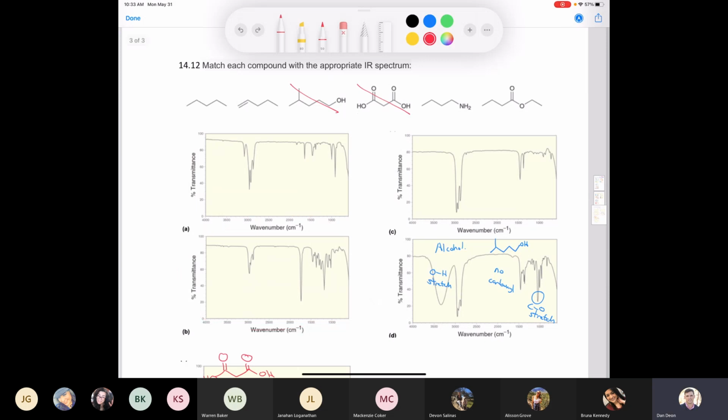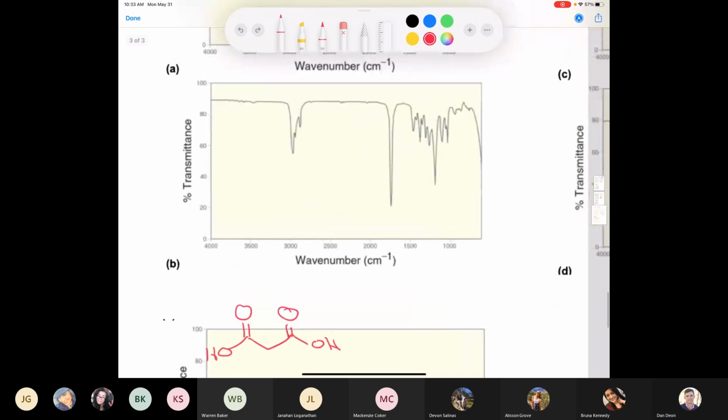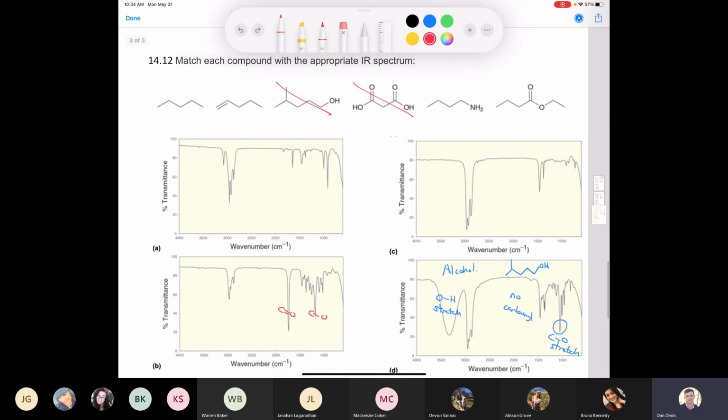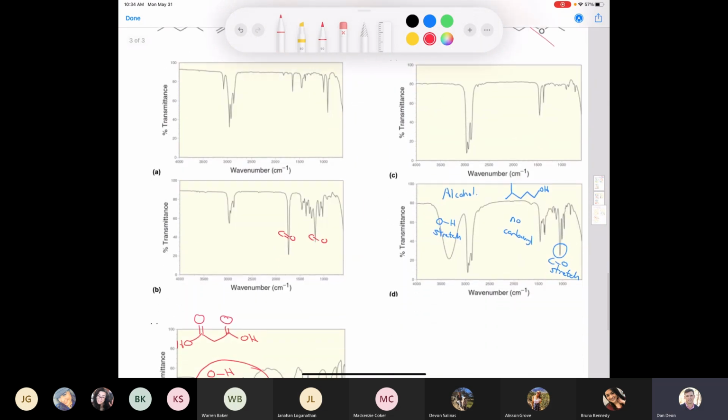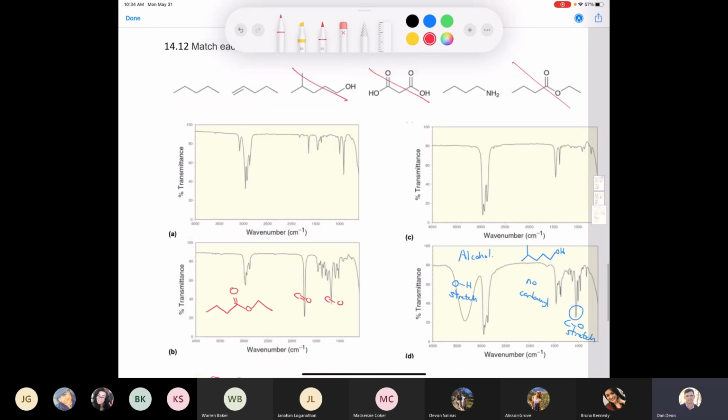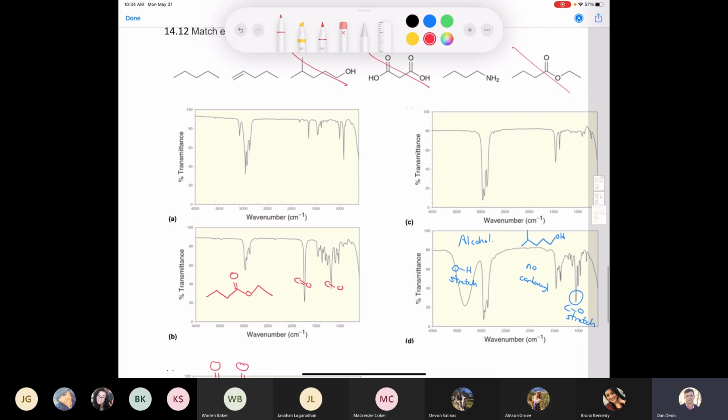The thing I notice in B is the carbonyl. Yes. In B, I have a carbonyl, right? I also have a carbon-oxygen stretch here, and I have no signals up here. All right, so that tells me out of everything on here, it must be the ester. So we can cross the ester off. It must be this ester. Okay, so now we get the ester out of here. Now we've got the amine, the alkene, and the alkane.